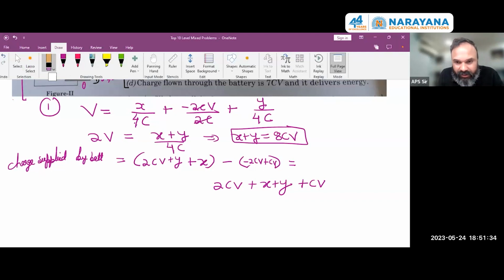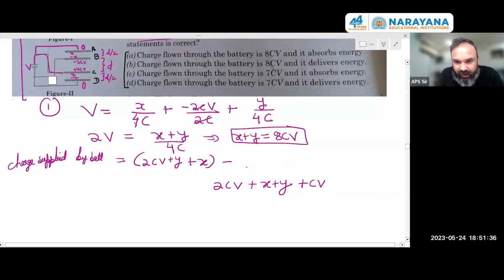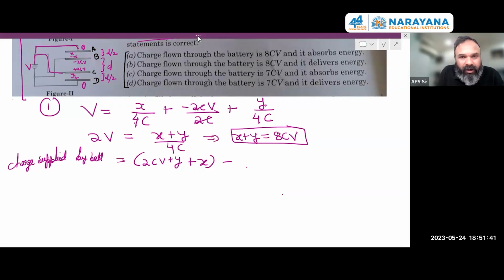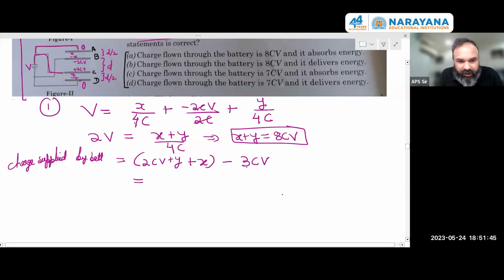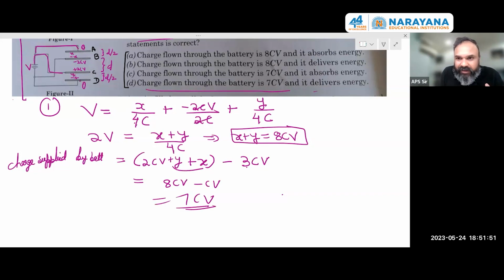This step I understand. This is fine. Here you should write, because the positive plate is connected to plates having a total charge of 3CV. That is perfectly fine. So I'll have X plus Y, which is 8CV, and a minus CV, so 7CV. So battery will supply 7CV and it delivers energy. So A, B, C are wrong. You'll get.